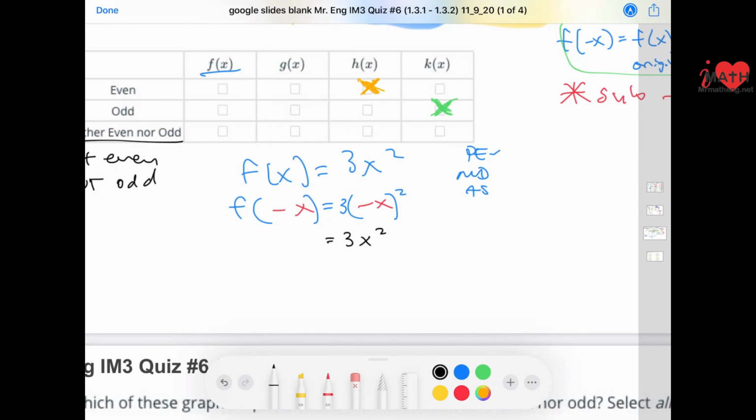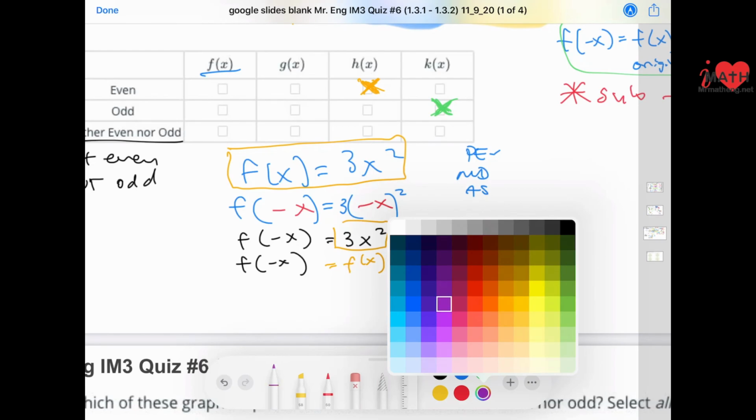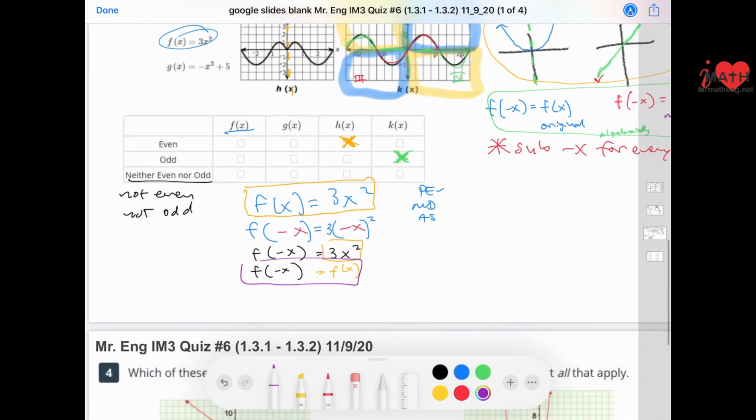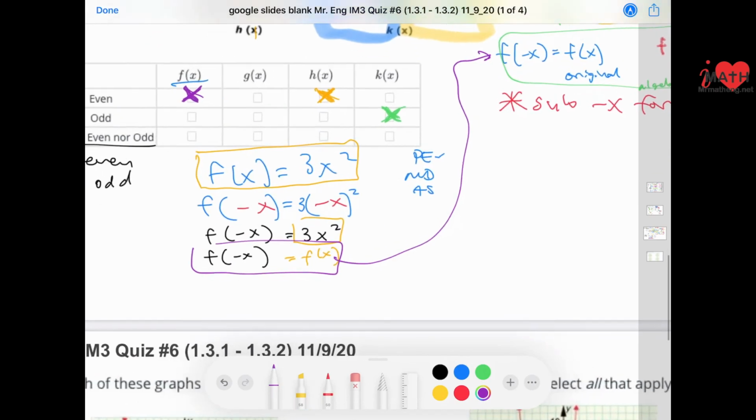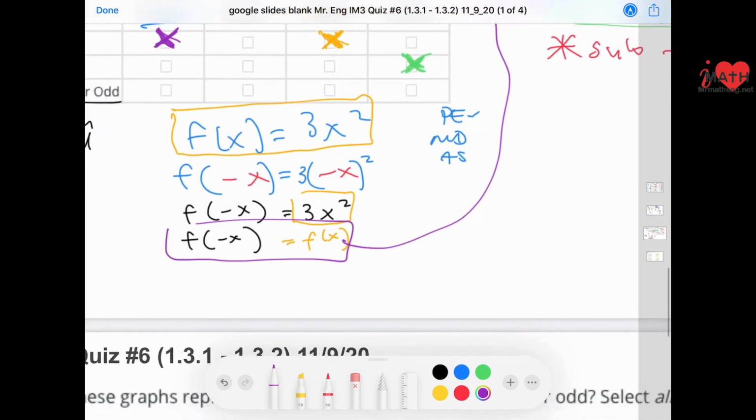Okay, so now every time you see f of x, you can write 3x squared. I see 3x squared, I can write f of x. What does this mean? When I substitute in negative x, I actually get the original problem. Another color here, purple. So this matches which description? That would be an even. So f of x is also an even. That substitution, the last part at the end I did, I'm just kind of showing that it's the original problem. That's all.